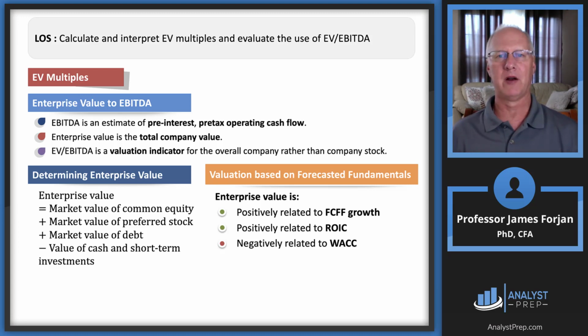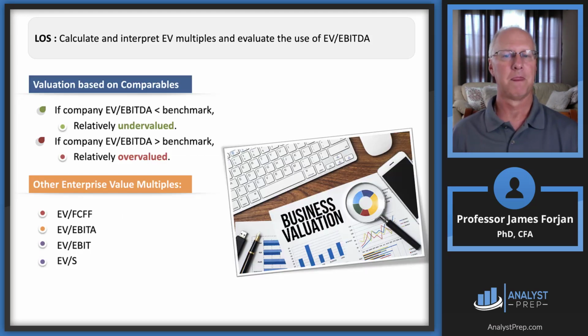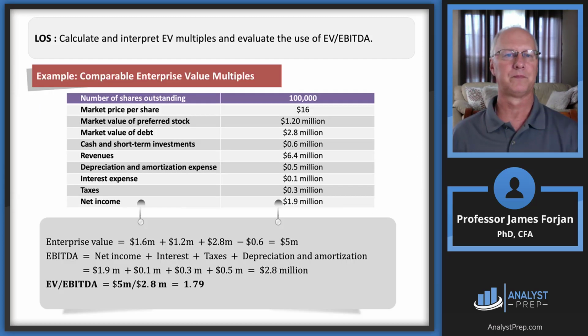A couple of fundamental issues over here on the right-hand side. EV is positively related to free cash flow to the firm growth, positively related to the ROIC, and negatively related to the weighted average cost of capital. That makes sense. And so once again, if the company's EV over EBITDA is less than the benchmark, that's undervalued. And if the arrow goes the other way, then it's overvalued. And there are a bunch of other multiples there as well. Let's go ahead and take a look at a quick example.